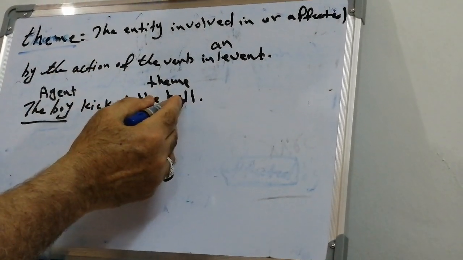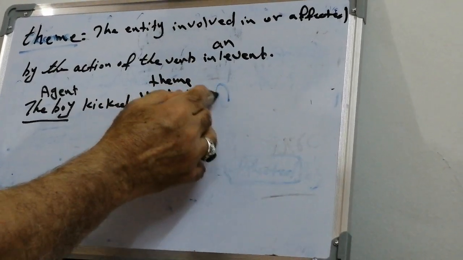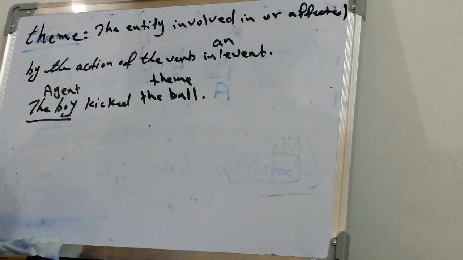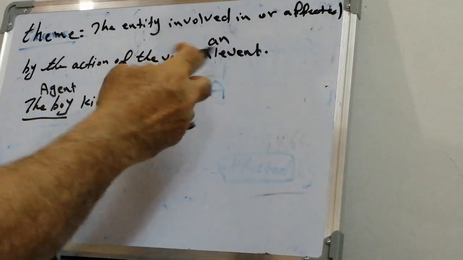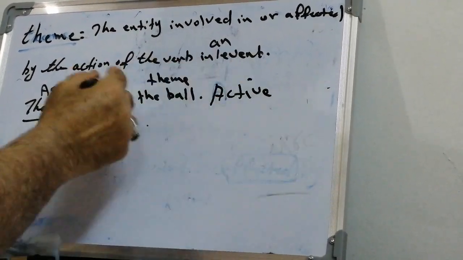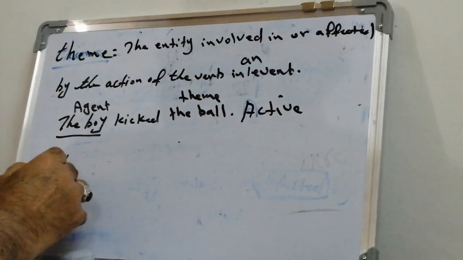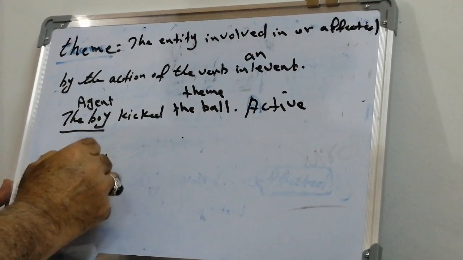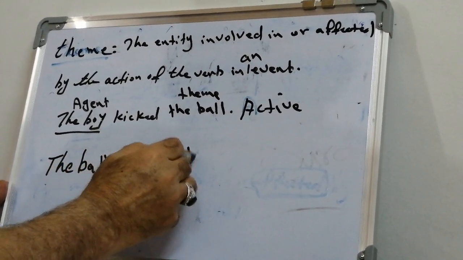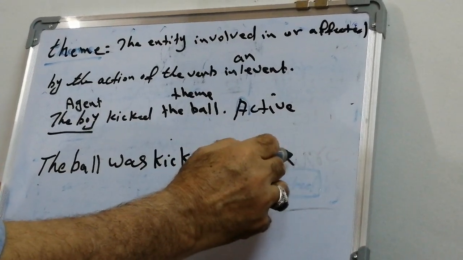Suppose I change this sentence. This is active, of course. Now I want to change it into passive. It becomes like this: the ball was kicked by the boy.